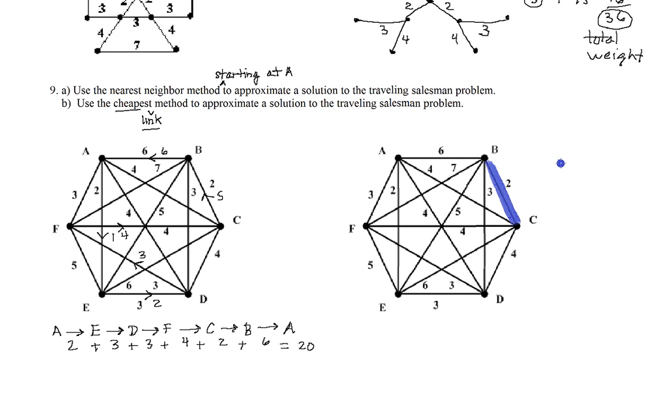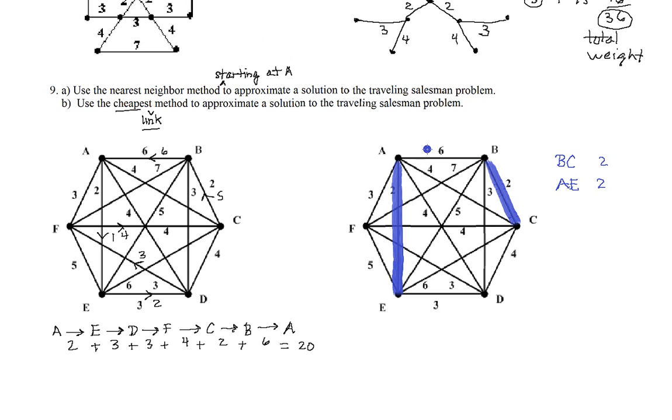So we've got BC. You know what? Let me go back here. So BC was first. All right. And then let's see. Do we have any other 2s? Yep, we got one right here, A to E. And that does not form a cycle. So we'll add in A to E. So this is A to E. Both of those are 2s.